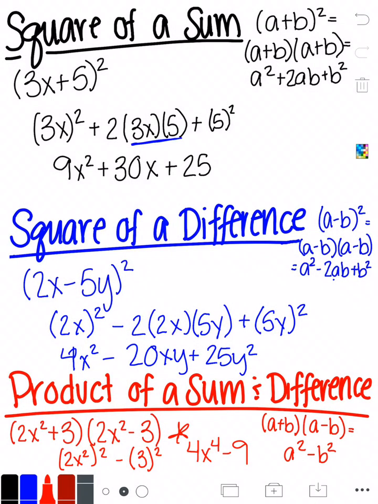So that's how we do the square of a sum, the square of a difference, and the product of a sum and a difference.